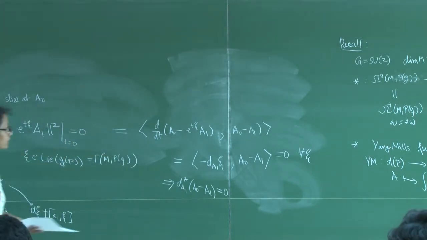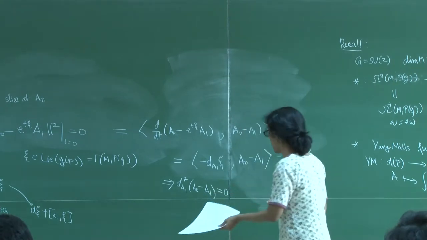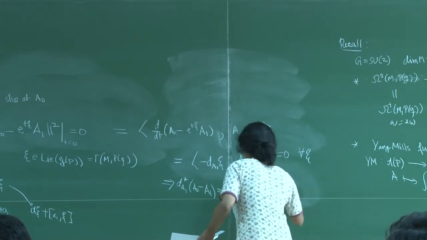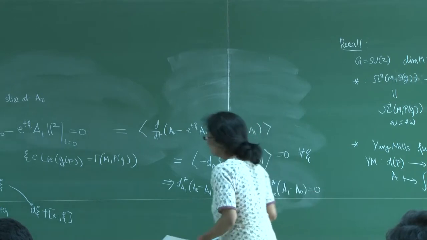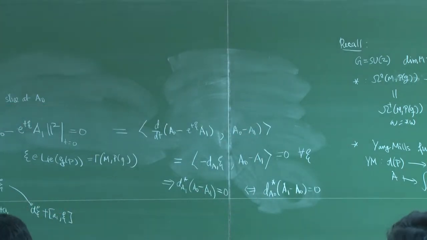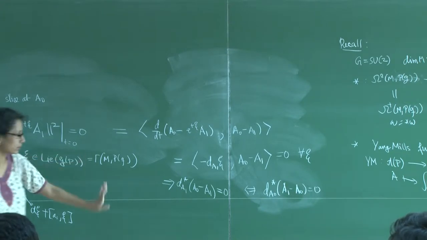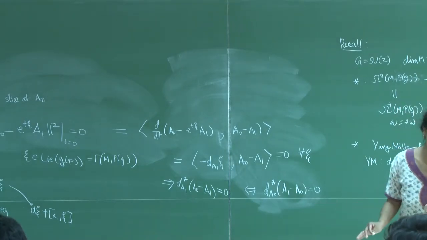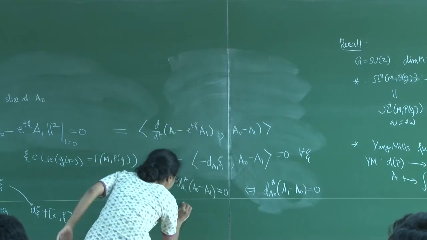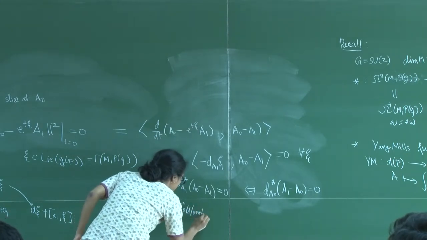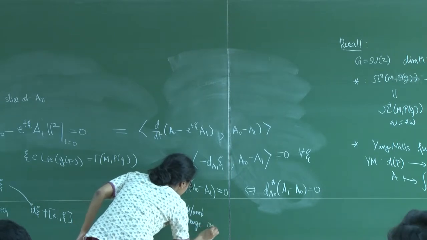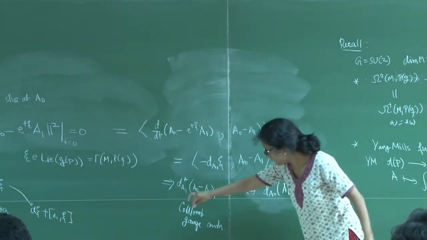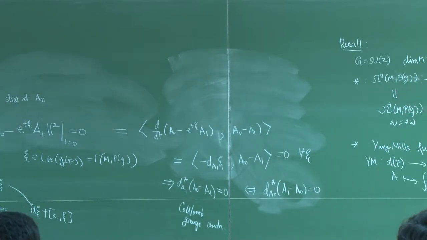that is zero. And this condition is symmetric. So if you have this, you will also have it with A naught, and you can see that. If you just move this thing here and do the differentiation, you'll get the other term. Okay. So this is the Coulomb gauge condition. We say that A1 is in Coulomb gauge with respect to A0 if this differential equation is satisfied.